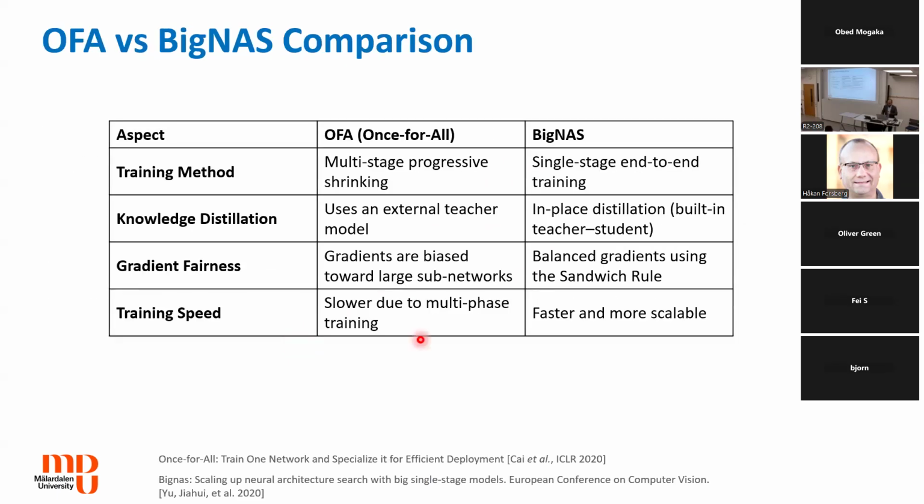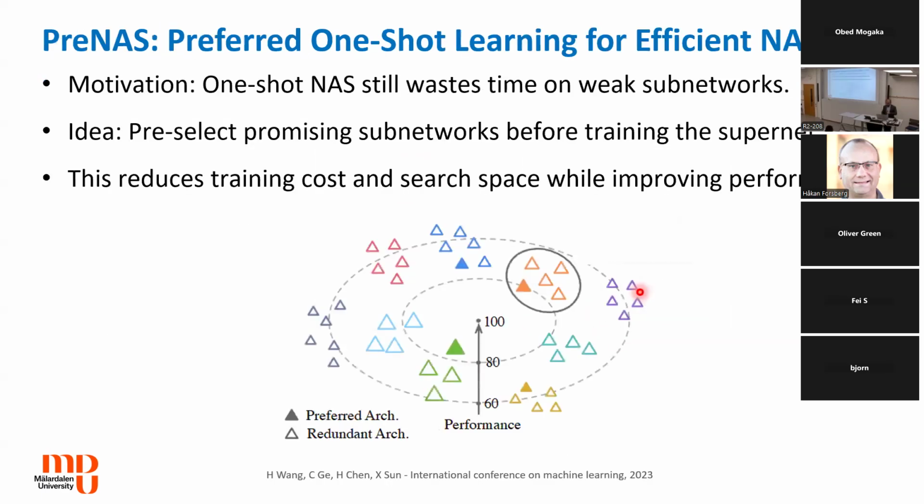So these are the differences between OFA and BigNAS. BigNAS has single-stage end-to-end training, whereas the training for Once for All is multi-stage progressive shrinking. Knowledge distillation in Once for All uses an external teacher model, but in BigNAS, in-place distillation is used, in which the bigger model is the teacher during the training. And the training is faster in the case of BigNAS as well.